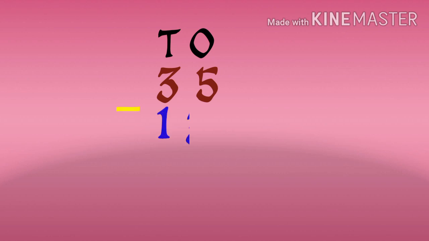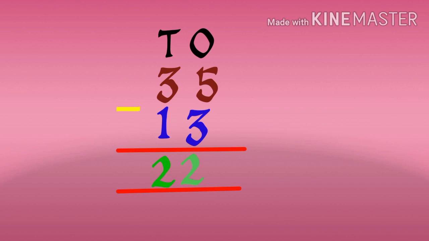Understand? Let's solve the sum. 35 minus 13, the difference is 22. So, I hope you all have understood the concept of subtraction clearly.